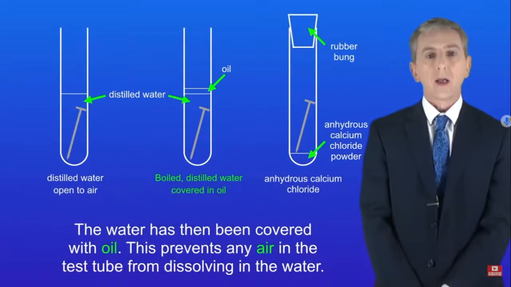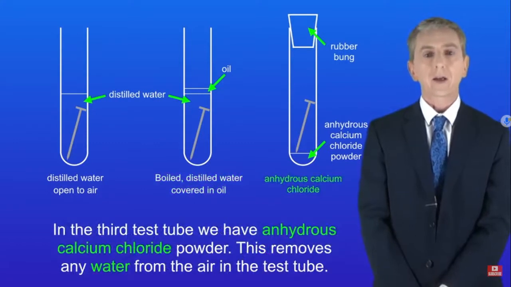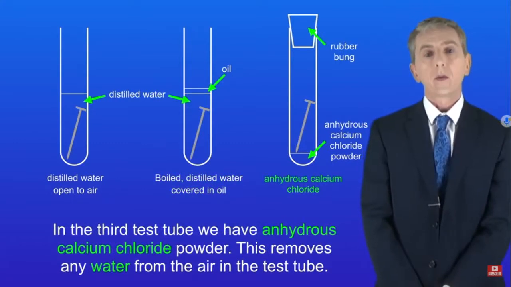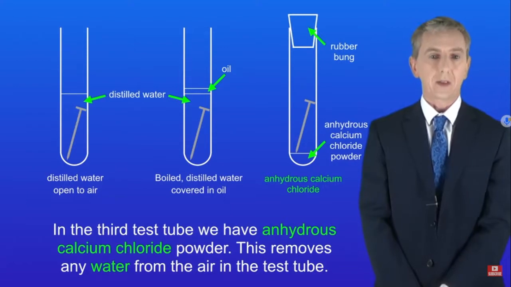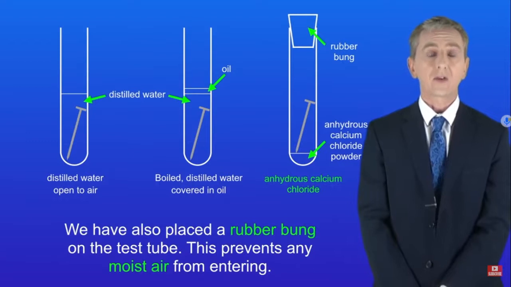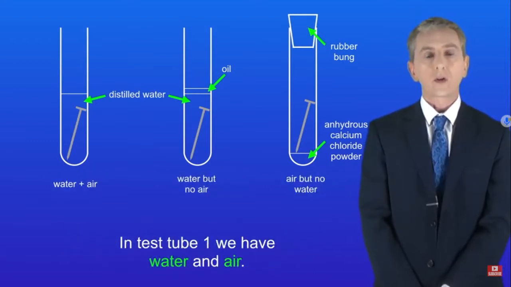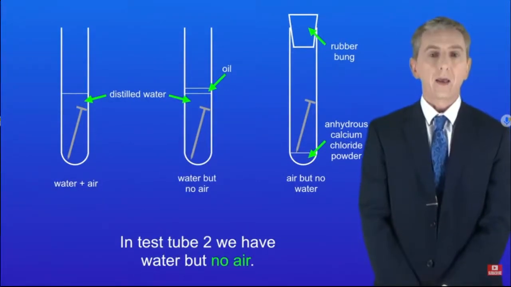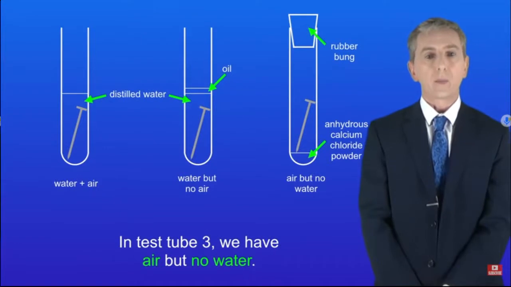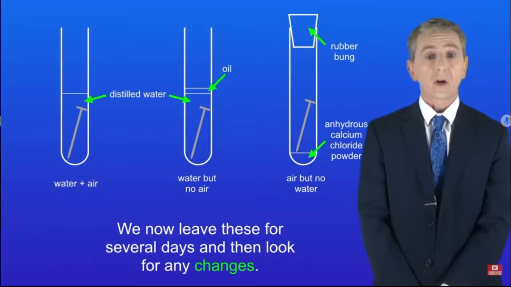Be covered with oil, and this prevents any air in the test tube from dissolving in the water. In the third test tube, we've got anhydrous calcium chloride powder. This removes any water from the air in the test tube. We've also placed a rubber bung on the test tube, and this prevents any moist air from entering. So to summarise, in test tube 1, we've got water and air. In test tube 2, we've got water but no air, and in test tube 3, we've got air but no water. We now leave these for several days and then look for any changes.